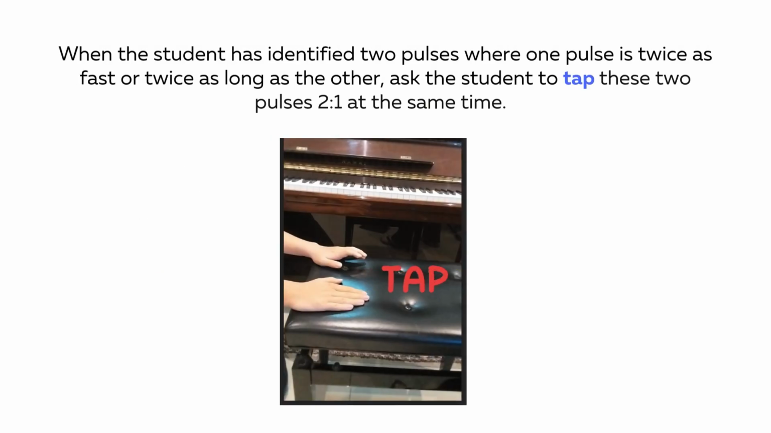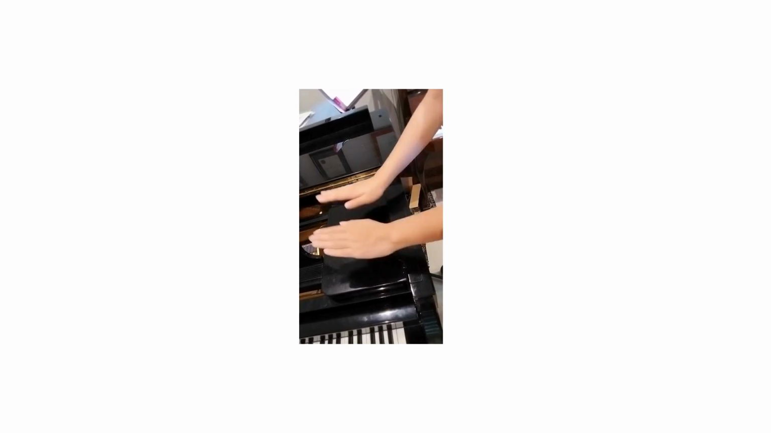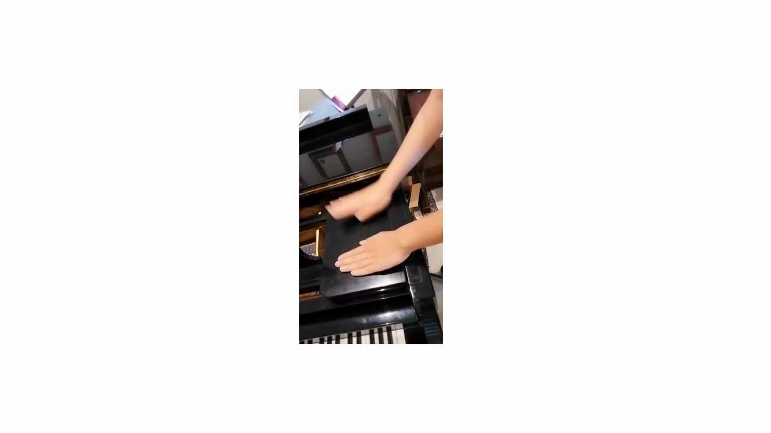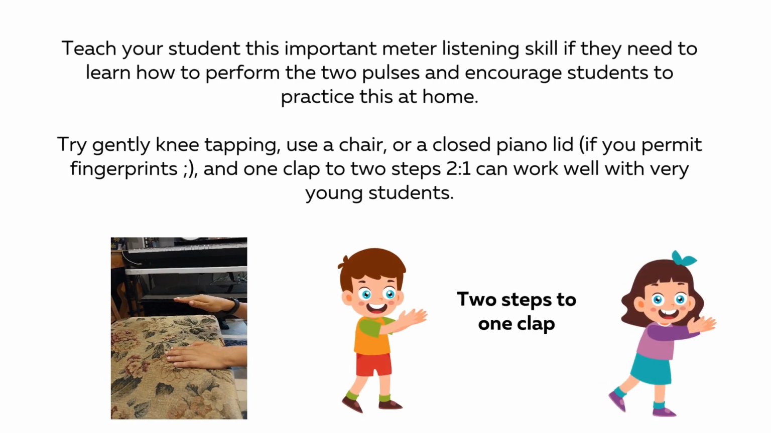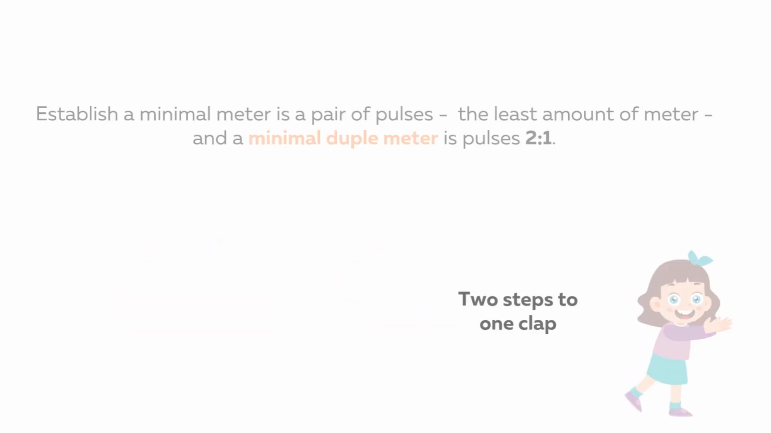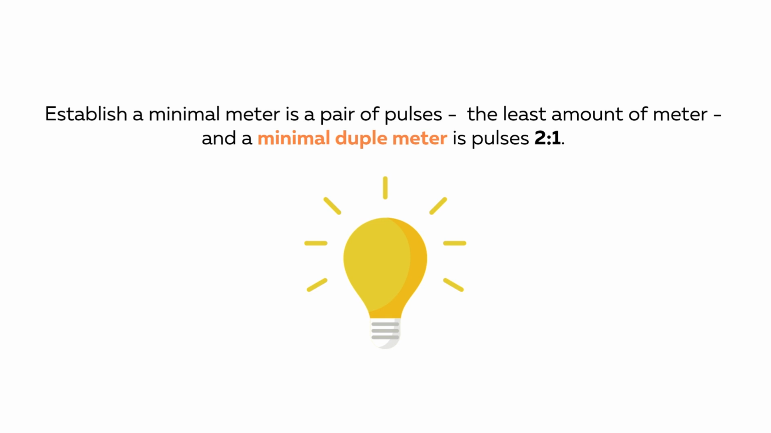When the student has identified two pulses where one pulse is twice as fast or twice as long as the other, ask the student to tap these two pulses 2 to 1 at the same time. Teach your student this important meter listening skill if they need to learn how to perform the two pulses, and encourage students to practice this at home. Try gently knee tapping. Use a chair or a closed piano lid if you permit fingerprints, and one clap to 2 steps, 2 to 1, can work well with very young students. Establish a minimal meter is a pair of pulses, the least amount of meter, and a minimal duple meter is pulses 2 to 1.